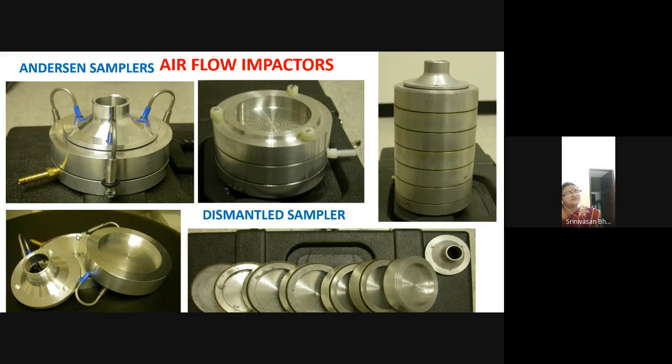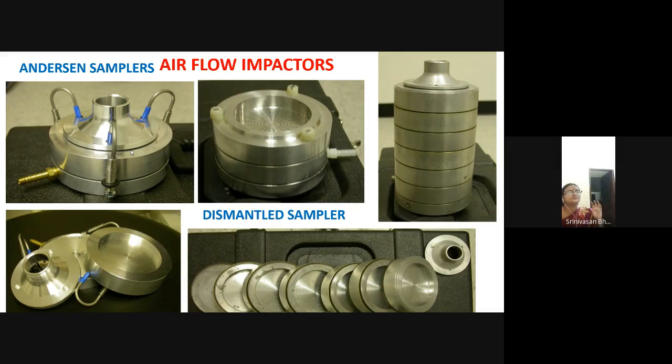At the base of this sampler, you can see the slots for holding the petri dish. If you want to go for fungal colonies, you can take a fungal medium in the petri dish. If you want to isolate bacteria from the atmosphere, then you go for bacterial medium. The plastic petri dish is kept in this base, then it is covered with the single stage, and the whole sampler is kept intact using the spring clamps.